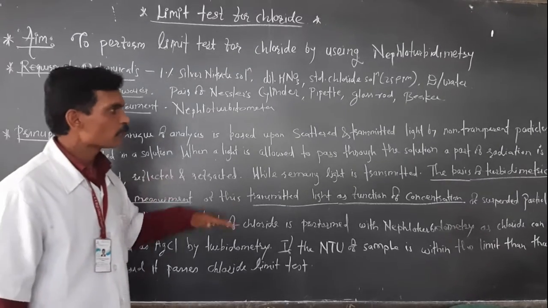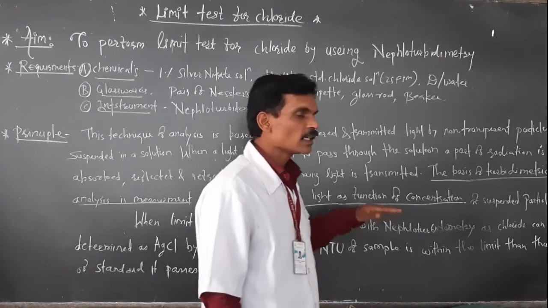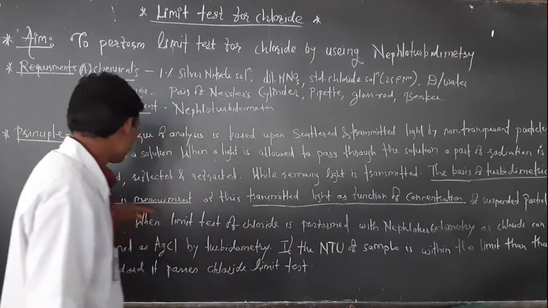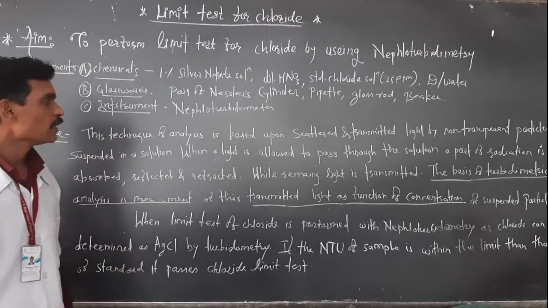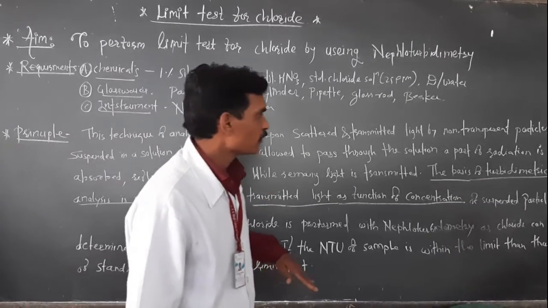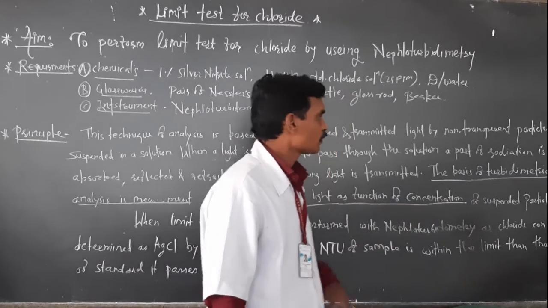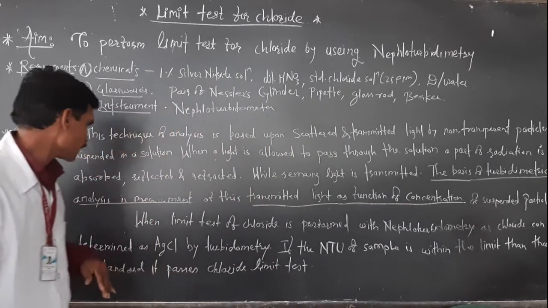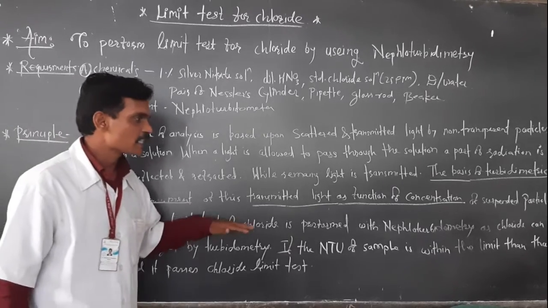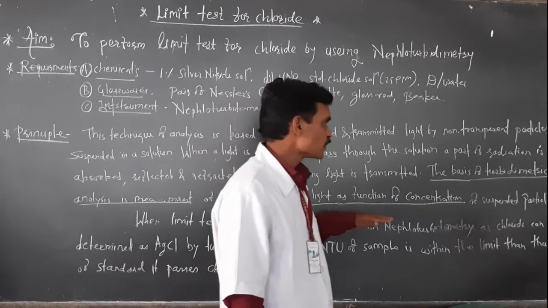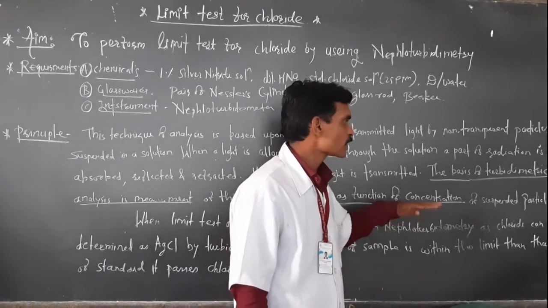When light is allowed to pass through the solutions, what happens? A part of the radiation is absorbed, reflected and refracted, while the remaining light is transmitted. And the basis of this Nephelo turbidometric analysis is the measurement of transmitted light as a function of the concentration of suspended particles.